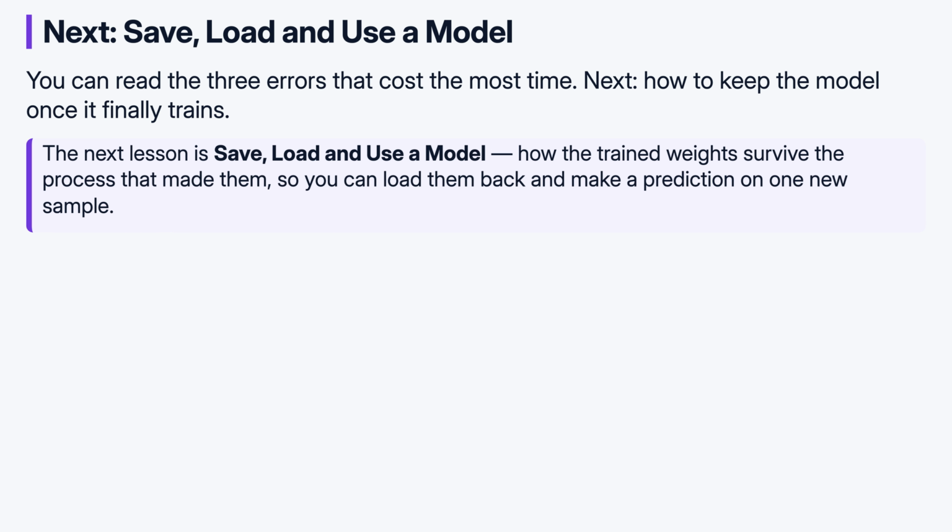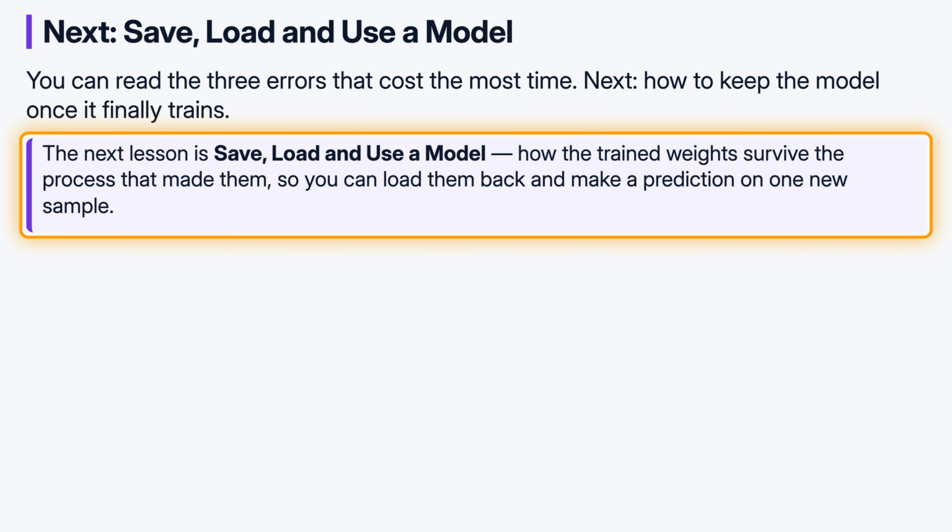You can now read the 3 errors that cost the most time. But once it finally trains, how do you keep it? The next lesson is save, load, and use a model. How the trained weights survive the process that made them, so you can load them back and predict on one new sample. See you there.